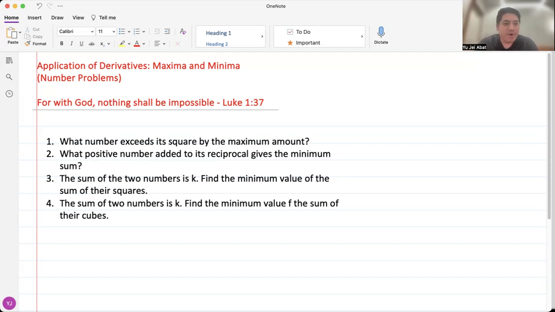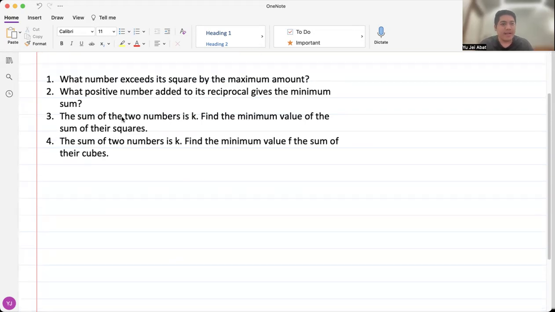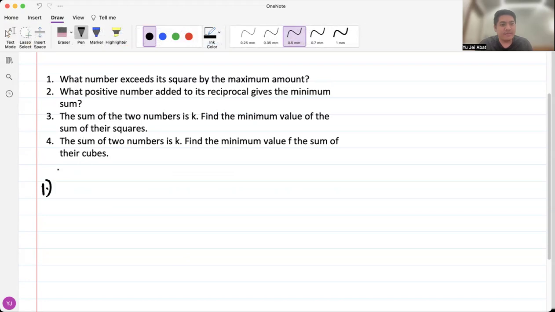So for number 1, what number exceeds its square by the maximum amount? Again, we will be recalling, of course, our knowledge about number problems, about worded problems when we try to solve application of derivatives. So let us go now for the first problem, which is number 1. What number exceeds its square by the maximum amount?